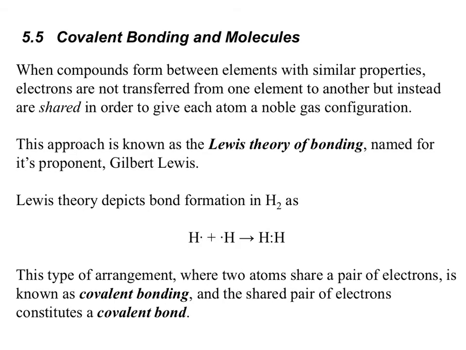Covalent bonding and molecules. When compounds form between elements with similar properties, electrons are not transferred from one element to another, but instead are shared in order to give each atom a noble gas configuration. This approach is known as Lewis theory of bonding, named for its proponent, Gilbert Lewis. Lewis theory depicts bond formation in hydrogen gas as a hydrogen with a single Lewis dot combining with another hydrogen with a single Lewis dot to form two hydrogens with two dots in between them. This type of arrangement, where two atoms share a pair of electrons, is known as covalent bonding, and the shared pair of electrons constitutes a covalent bond.